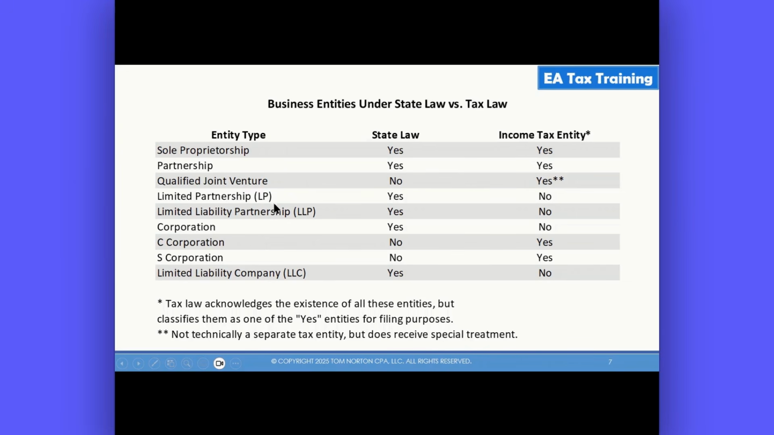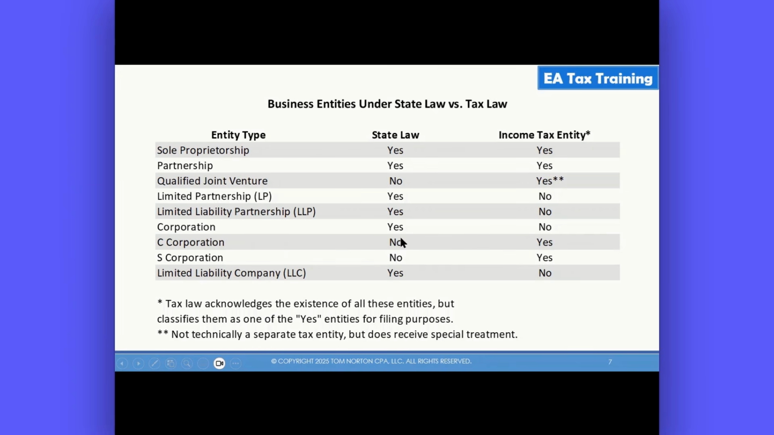Then you have the limited partnership and the limited liability partnership. These are entities under state law, but there is no separate LP or LLP tax return. Instead, those would be classified just as a partnership for income tax purposes. Then we have a corporation, which of course is an entity under state law, but there is no just corporation tax return. For tax purposes, it will either be a C corporation or an S corporation. But a C corporation and S corporation is not a state law concept.